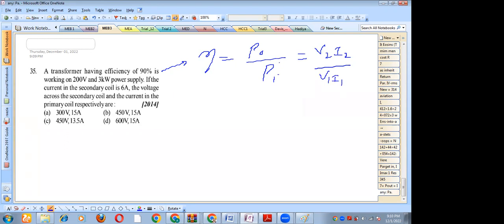I2 is given as 6 ampere. So now can you do that? So you have to find V2, and then you have to find I1. Got it? So try to solve it, then I will do it. Attempt this question.